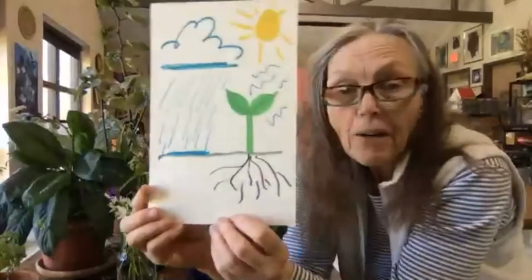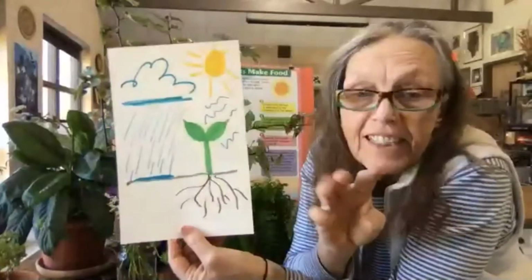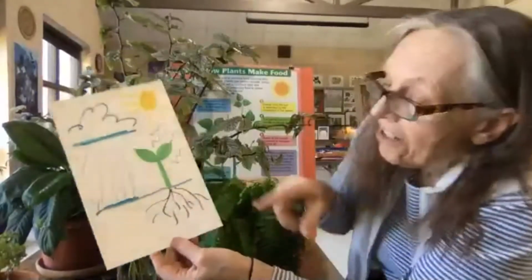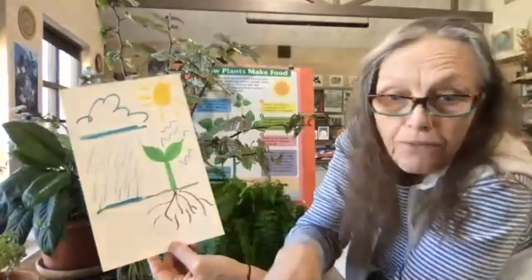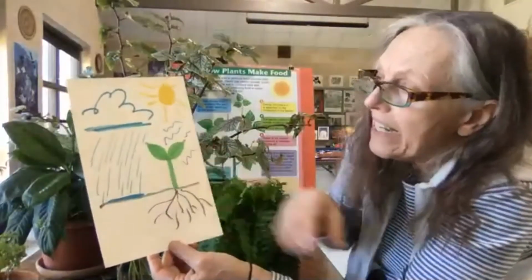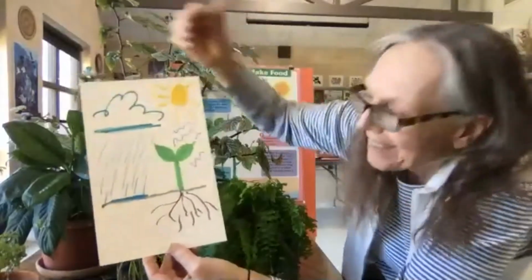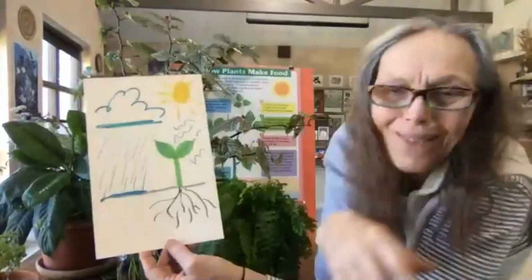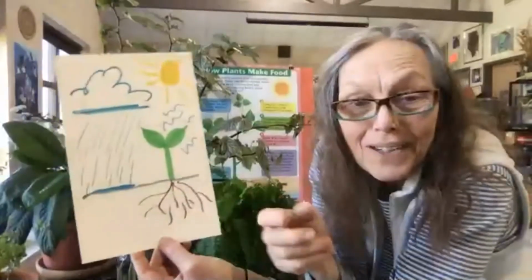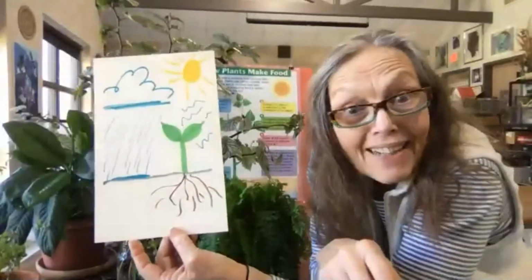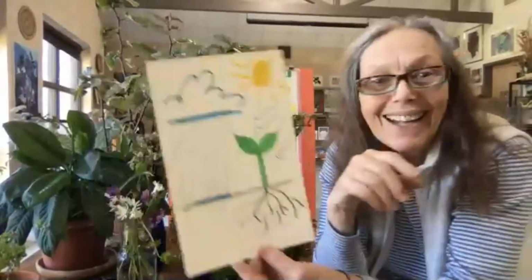And then you can draw me a picture of the things that the plant needs. So the roots getting the water, it goes up to the leaves. The leaves need sun. That's supposed to be air. And here's our rain coming out of our clouds to go down in the soil to be sucked up by the roots. And that's all they need. And they can grow.